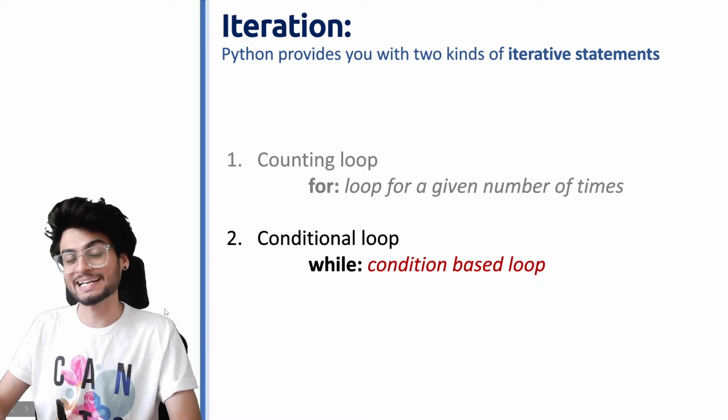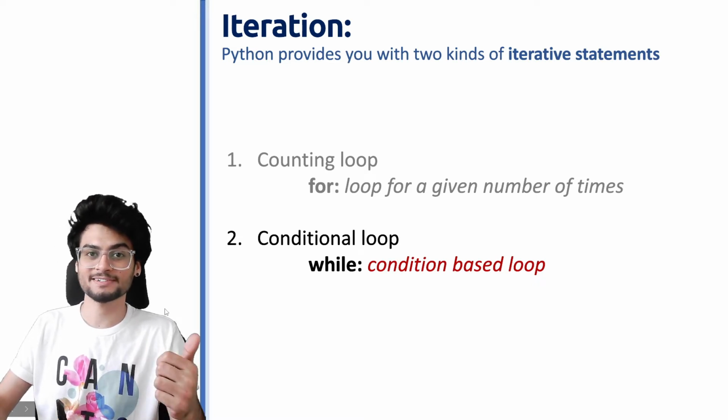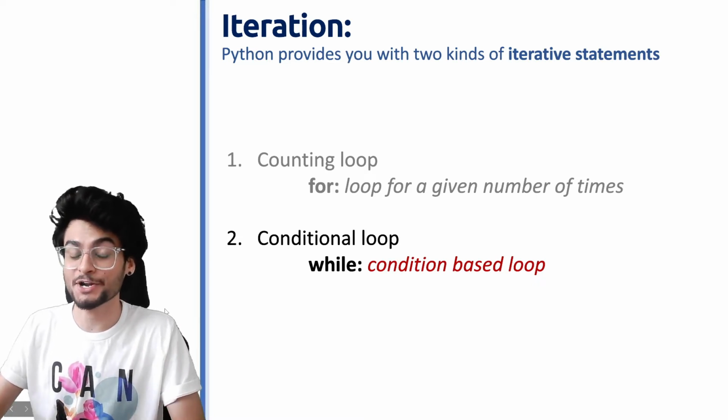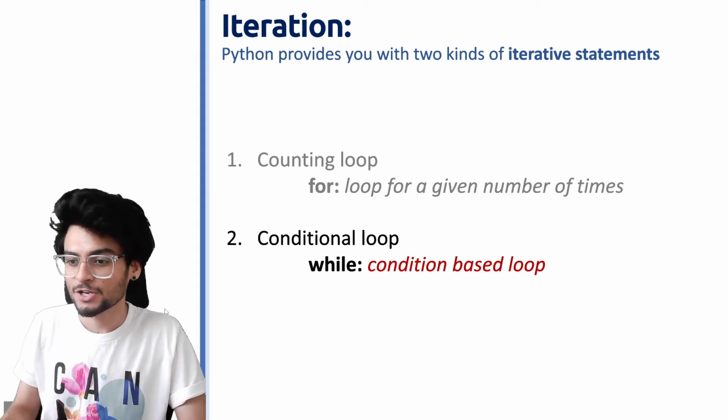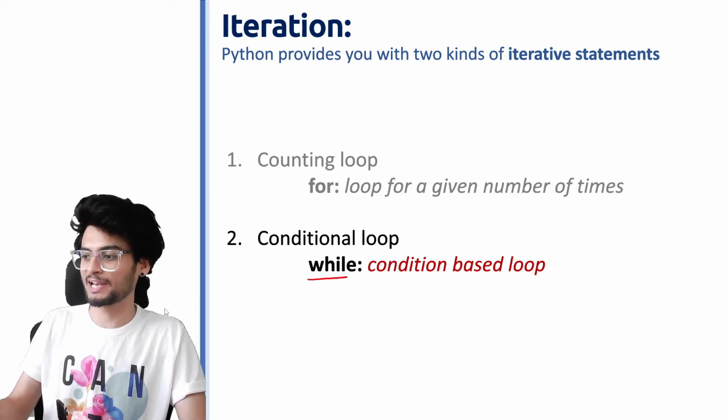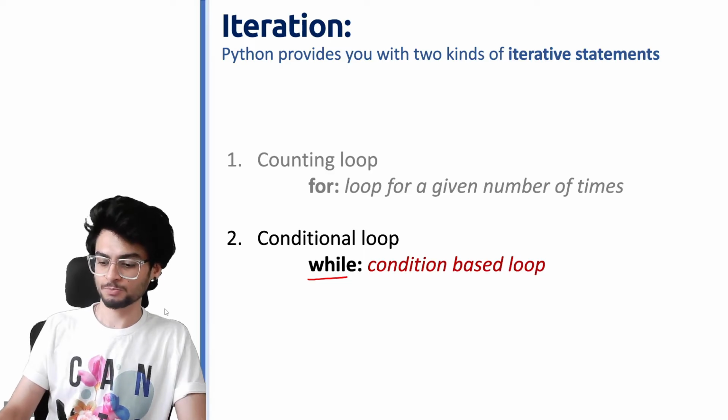Let's move on to the second type of loop, जहां पर हम लोगों ने देखा था it is based on a condition and not on a fixed number. So this type of loop is called a while loop. It is a condition based loop.